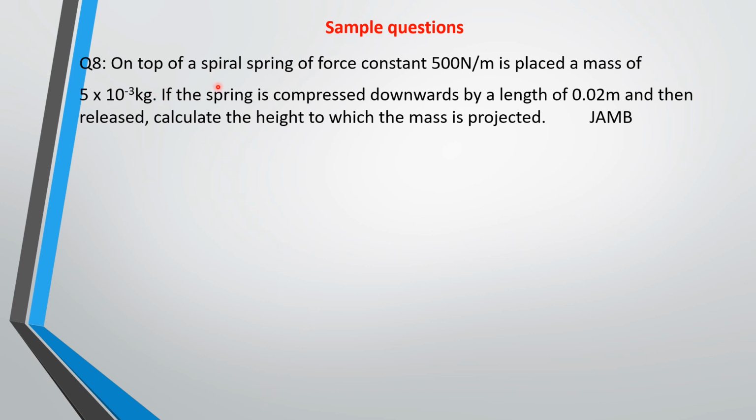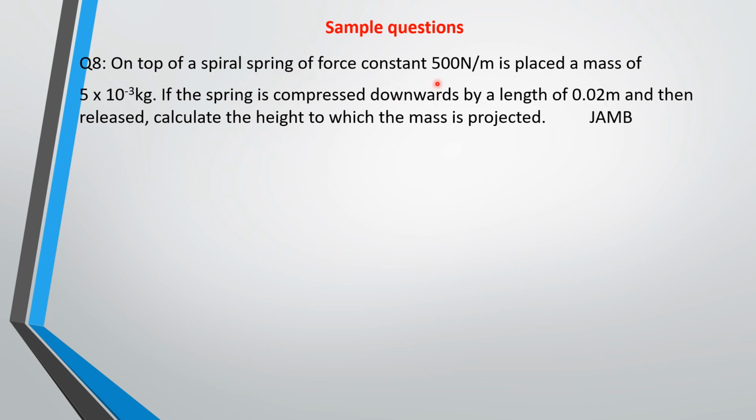So this question: on top of a spiral spring of force constant 500 Newton per meter is placed a mass of 5 times 10 to the power minus 3 kg. If the spring is compressed downward by a length of 0.02 meters and then released, calculate the height to which the mass is projected. This is a JAMB question.